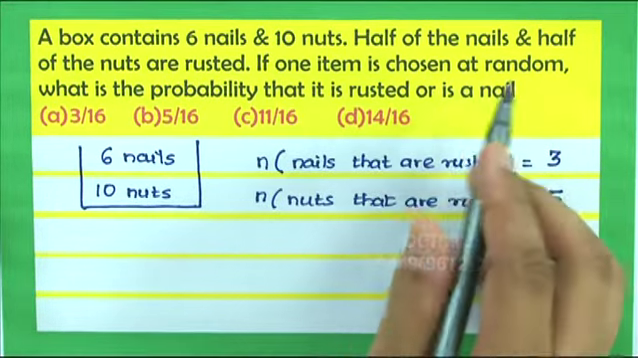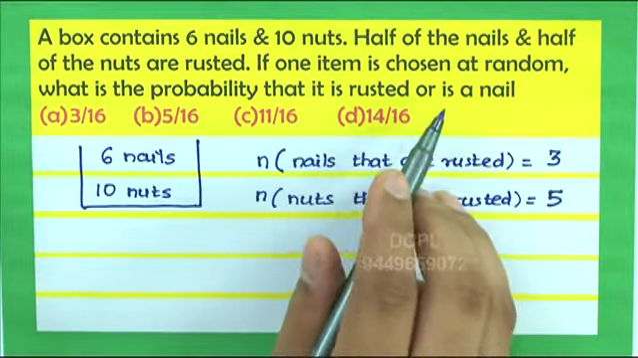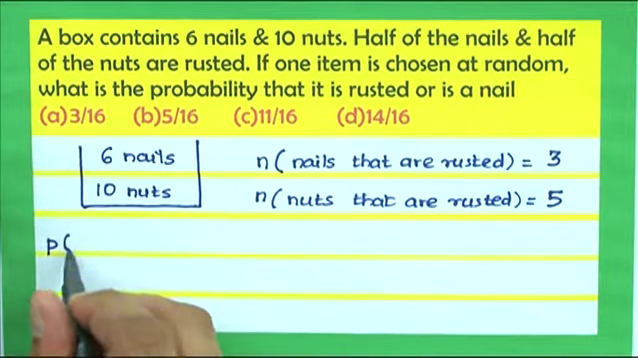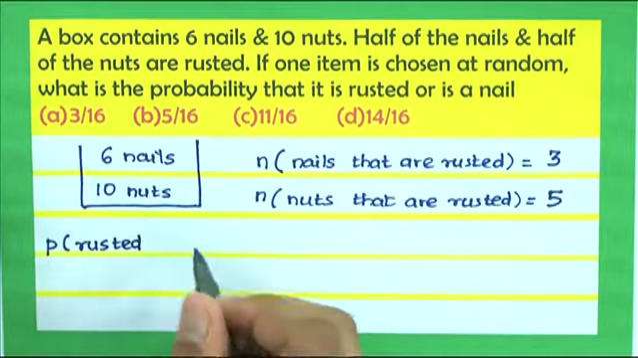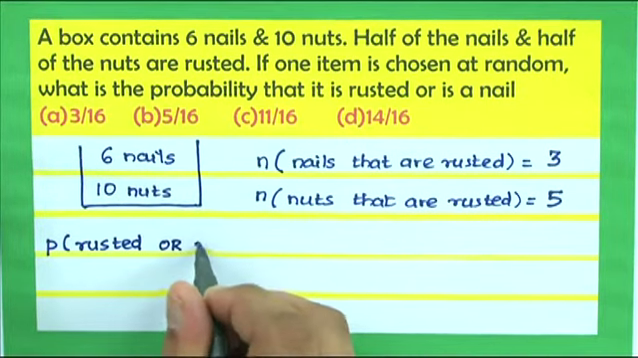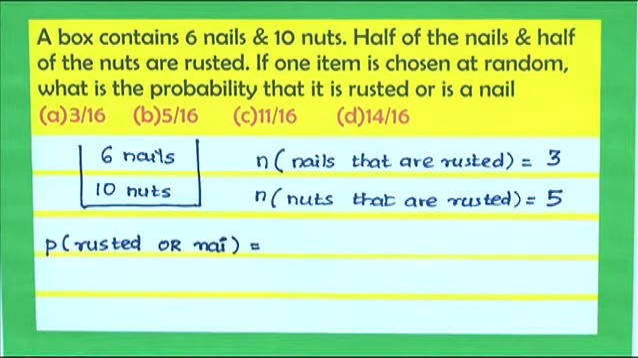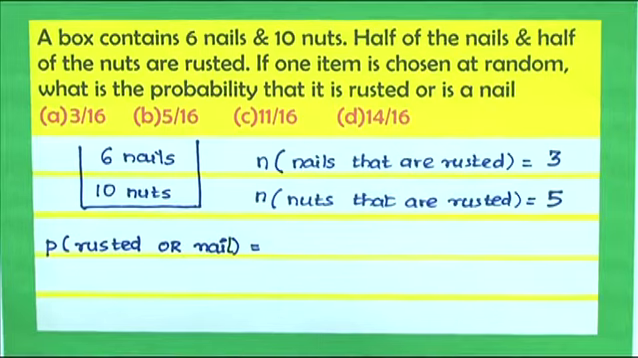If one item is chosen at random, what is the probability that it is rusted or it is a nail? So we want the probability of the item that we take to be a rusted item or it should be a nail. So this is nothing but P of A union B, it should be P of A plus P of B minus P of A intersection B.